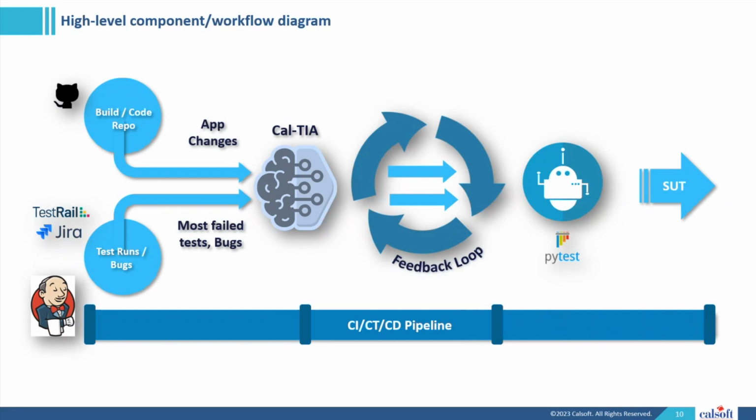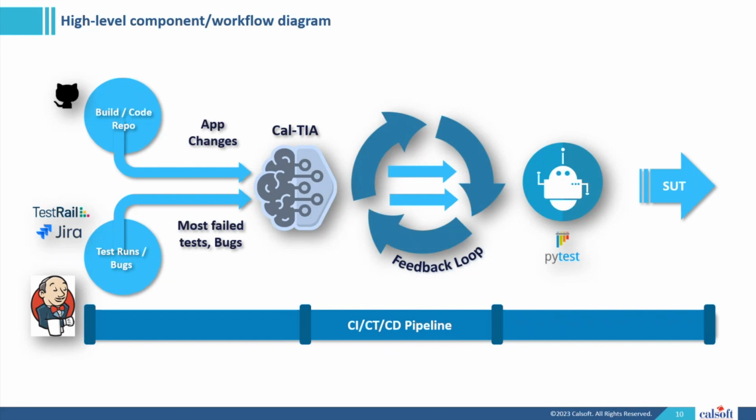So here is how CalTIA looks when deployed in your CI pipeline. On the left-hand side, it has plugins for various different toolkits. It has a plugin for GitHub, which is a code repository. It also has plugins for test management tools such as Jira X-Ray and TestRail.